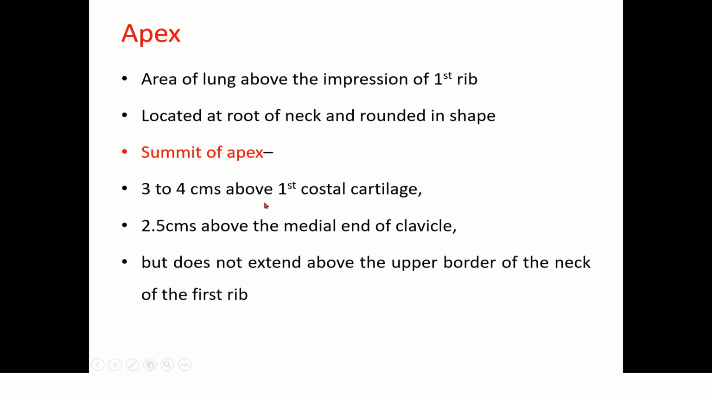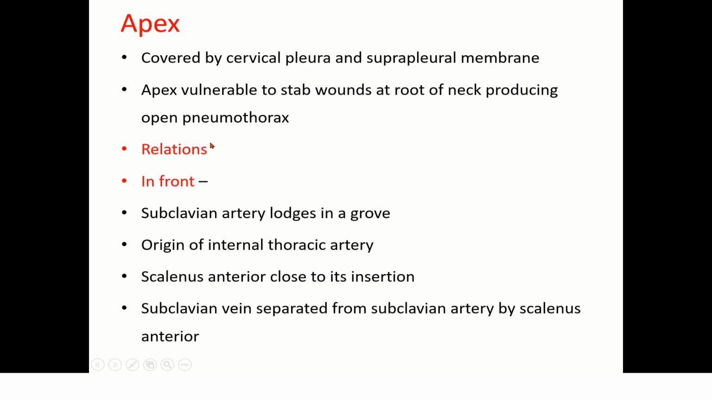It is around 3 to 4 centimeters above first costal cartilage and 2.5 centimeters above the medial end of clavicle, but does not extend above the upper border of the neck of the first rib. So apex is covered by cervical pleura and suprapleural membrane, otherwise called Simpson's fascia. So apex vulnerable to stab wounds at root of neck, producing open pneumothorax.